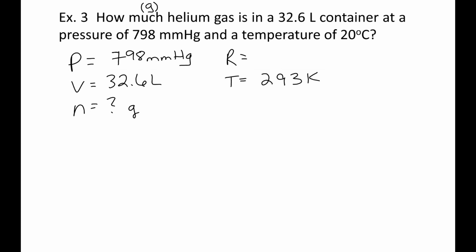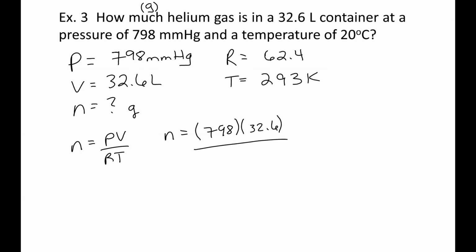Now, we go back to our R values. I've got millimeters of mercury, so I'm going to do 62.4. So n equals PV over RT. So P, 798, times 32.6, over R, which is 62.4, times 293. When we do this, we get 1.42 moles.